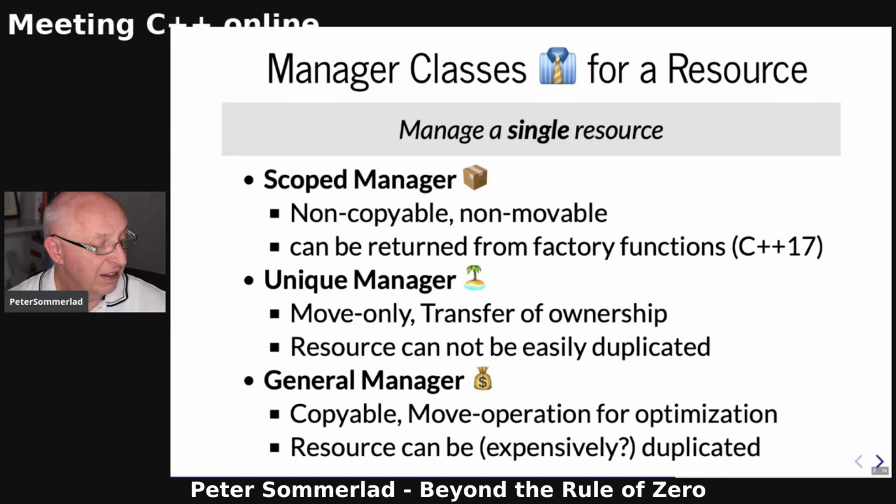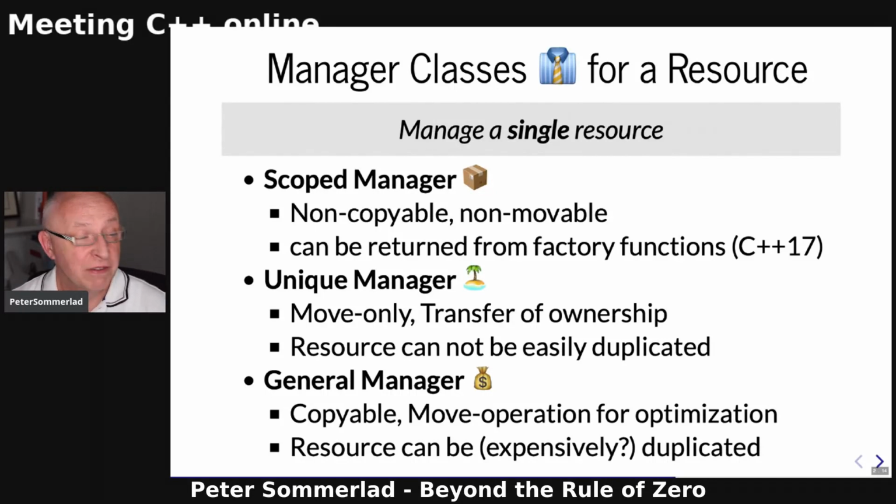And then there's the really expensive option, the general manager, or the manager with value semantics, where you can actually copy the resource, and the manager type needs to provide copy operations that make useful copies of the resource. For example, standard string or standard vector are resource manager types that manage the underlying memory, and they allow the copy, even if it's expensive. You can copy a vector and get a new vector as a copy. It has value semantics, but it's a new object, and a new memory resource for the copied vector.